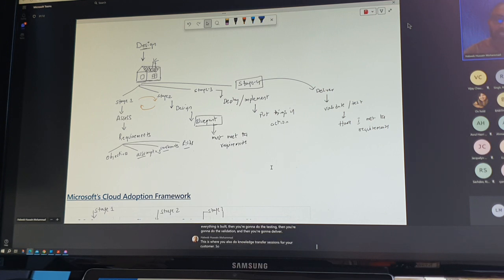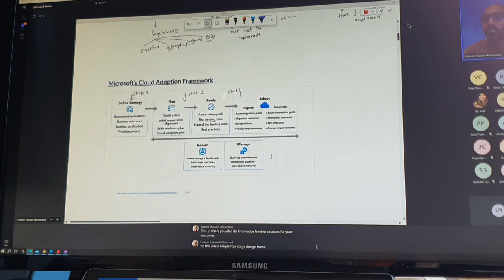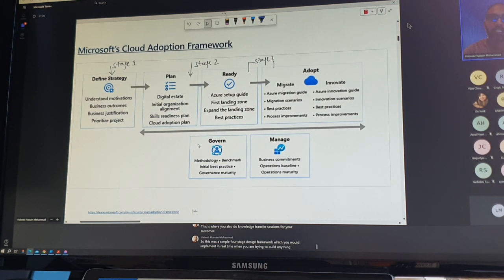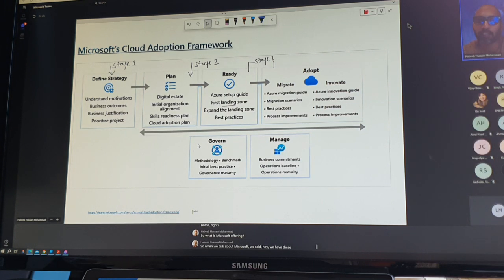So this was a simple four-stage design, a framework which you would implement in real time when you are trying to build anything, such as a home, right? So what is Microsoft offering? So when we talk about Microsoft, we said, hey, we have these four stages too.